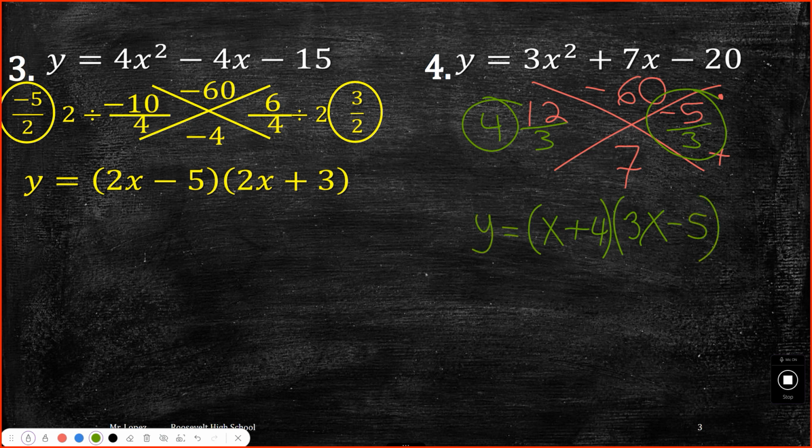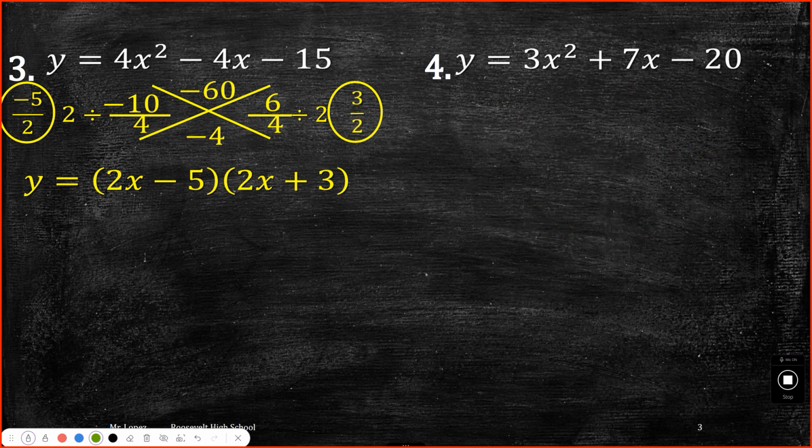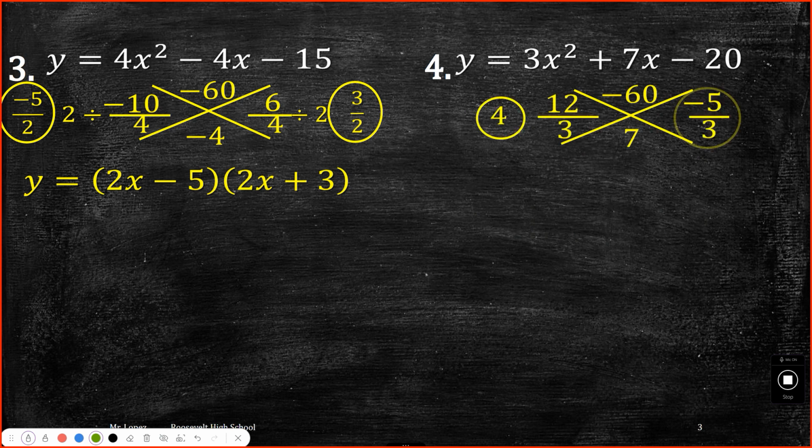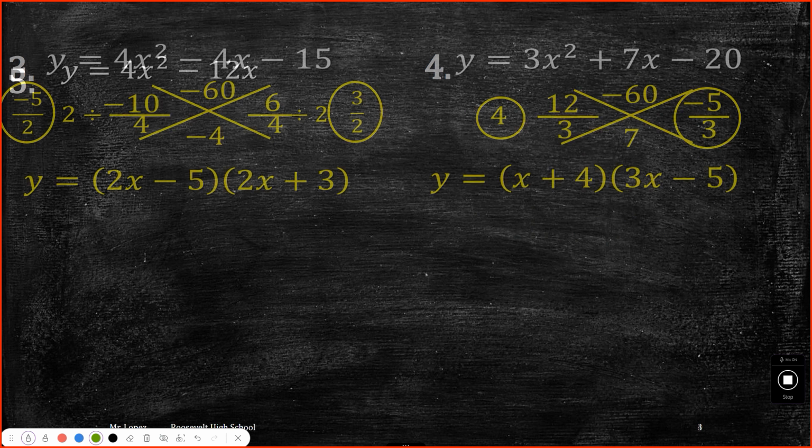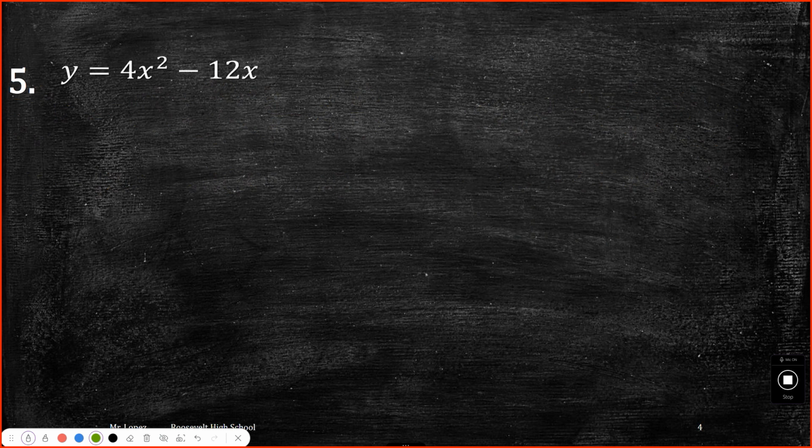Maybe somebody's gonna say, hey, does it matter which one goes first? Does this one go first and then this one? No, it does not matter. 2 times 3 is 6, 3 times 2 is 6. It doesn't matter which one you write down first. Let's go. Number 5. Let's continue.